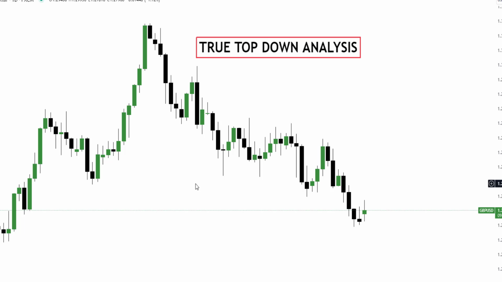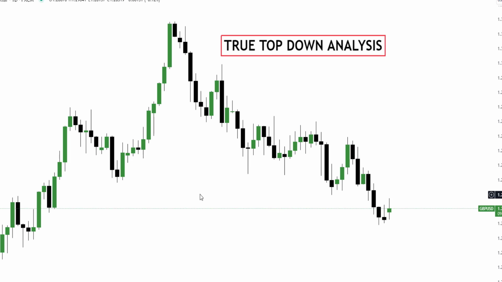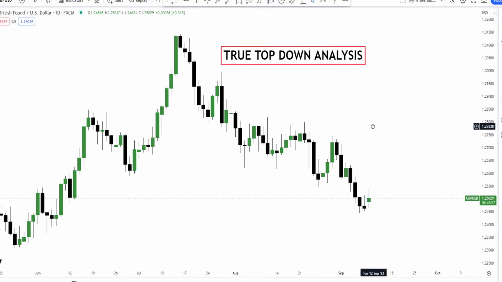And that is the only reason why I insist you do your top-down analysis every time, so that you have an idea of where the smart money are taking liquidity or where price is delivering liquidity. That is a simple reason why you need that. So let's get into that briefly right here.